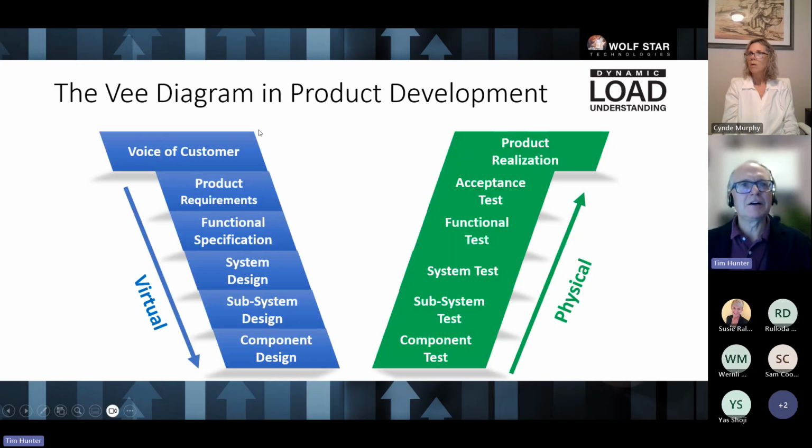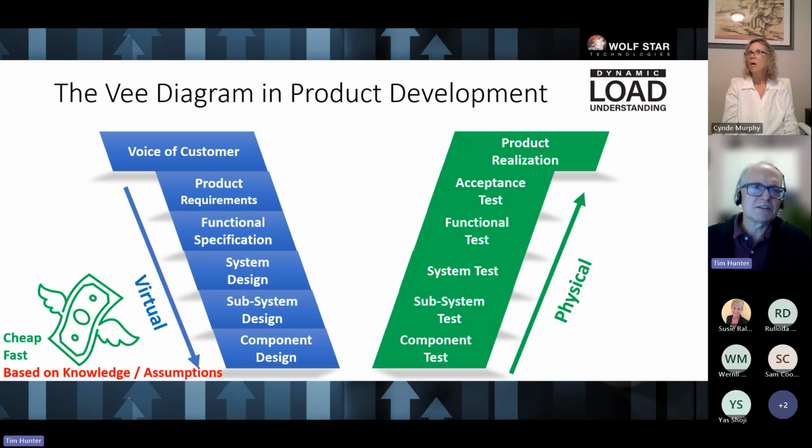So, we all know there's a V diagram in product development. It's one of those standard tools that we see when we're doing engineering development. And this is great where on the virtual side of things, you're going from the voice of the customer into system design, subsystem design, component design. And then when you want to prove out that design, you go into the physical testing world and you go up the V, component, subsystem, system test, all the way up to product launch. So this is the task for engineering here.